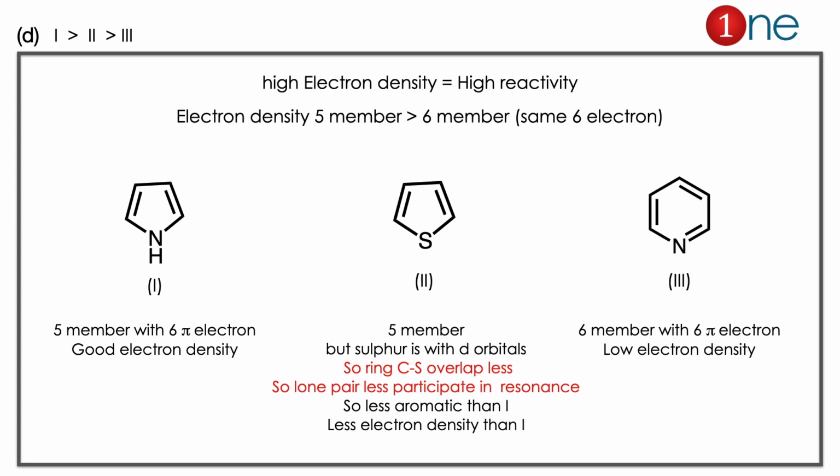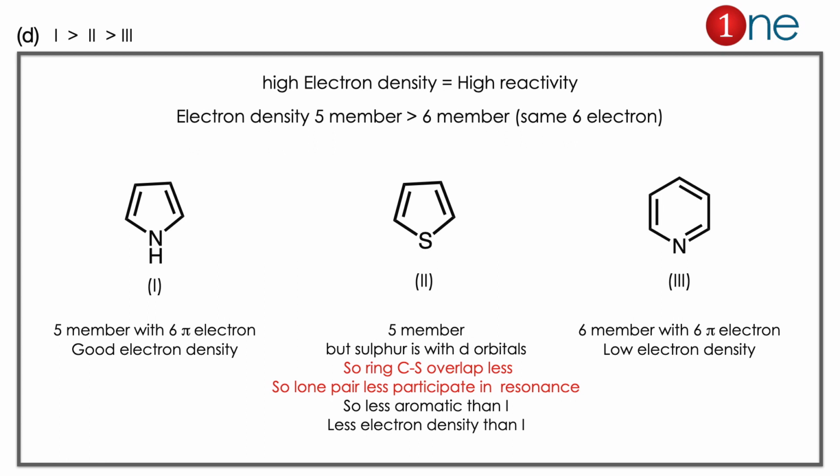The answer will be easy if you know the facts. High electron density means high reactivity. Here, the electron density of a 5-member ring is definitely higher than a 6-member ring, because you have the same 6 electrons in a 5-member ring, which means the density ratio is higher there. So only the 5-member rings have high reactivity, and the third will be the least one.